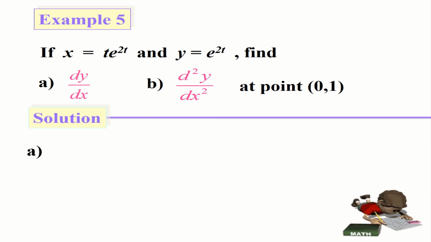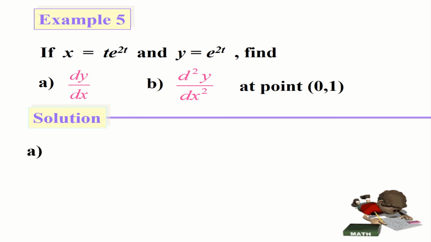To find dy/dx, we use parametric differentiation, which is dy/dt multiplied by dt/dx. Then you will get dy/dx in terms of t. Since the point is given in terms of x and y, you need to find the value of t. To get t, you substitute x equals 0, y equals 1 into either x equals t e power 2t or y equals e power 2t. First, you need to find dx/dt.